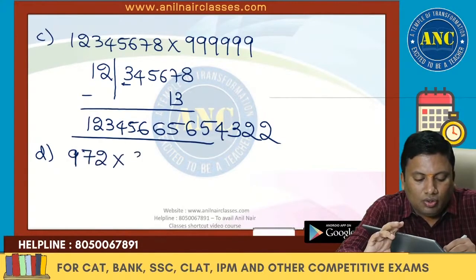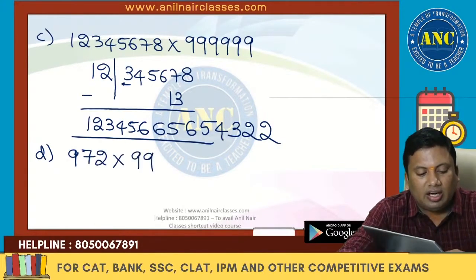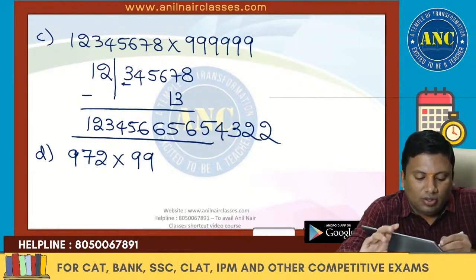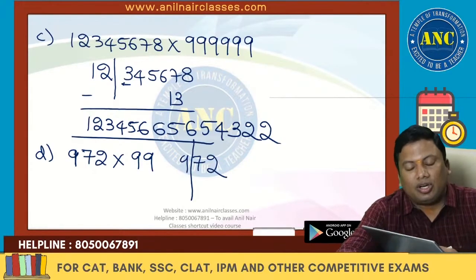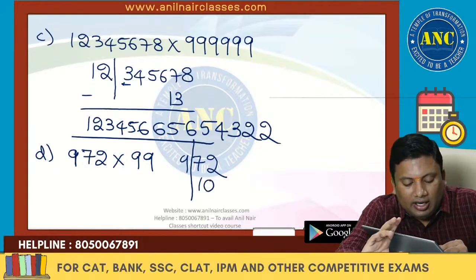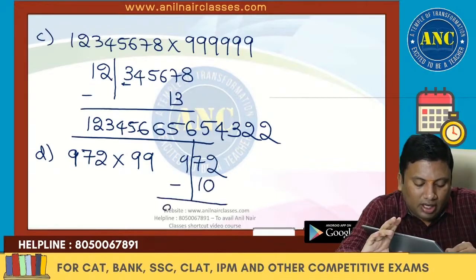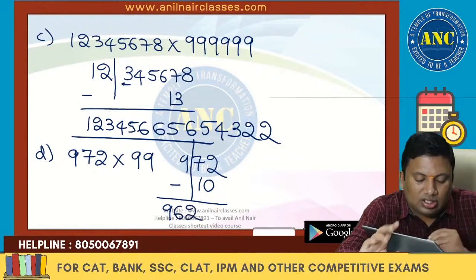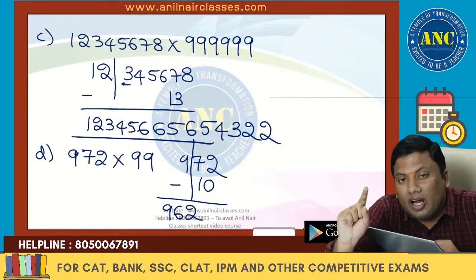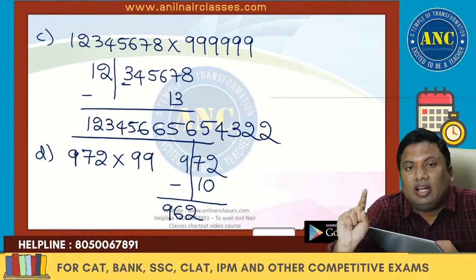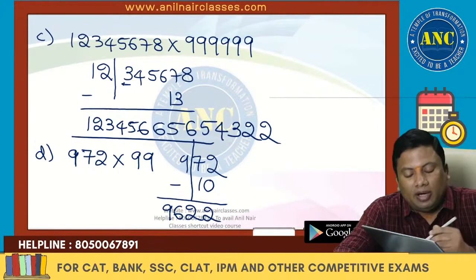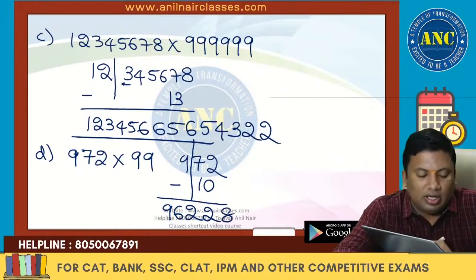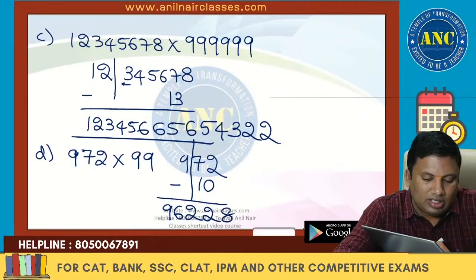972 into 99. You will get this kind of doubt. 972 into 99. Keep a slash after 2 digits. 9, 1 added, 10. Subtract it from the entire number. 962. 10 is not subtracted from 72, 10 is subtracted from 972. 9 minus 7, 2. 10 minus 2, it is 8.